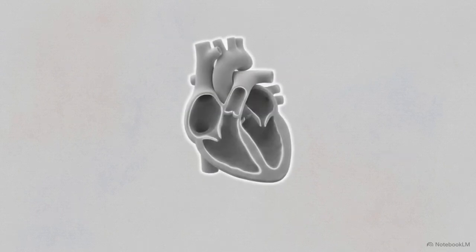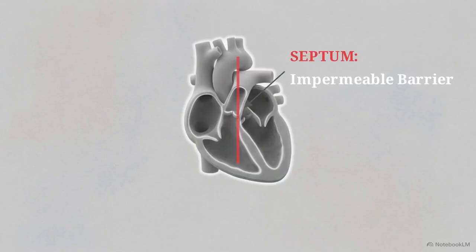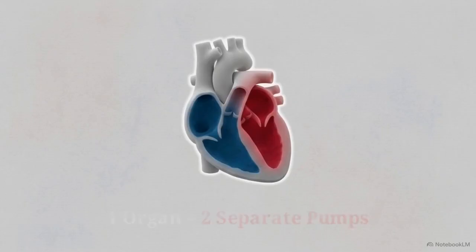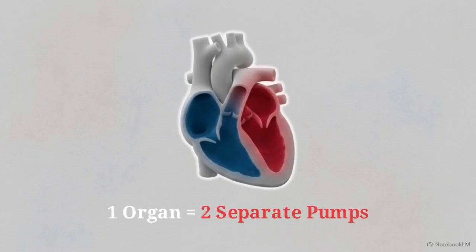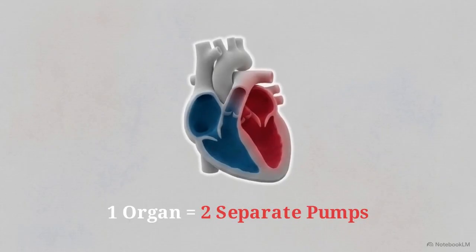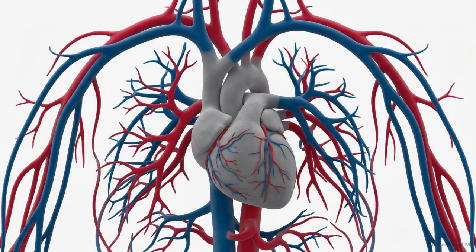Your heart is a dual mechanism. Though appearing as a single unit, it's actually two separate parallel pumps. A thick wall, called the septum, divides the heart, preventing blood from mixing. The independent left and right sides fire simultaneously, moving blood through different circuits. This dual pump architecture is the mechanical logic that governs how the entire circulatory system delivers its payload.